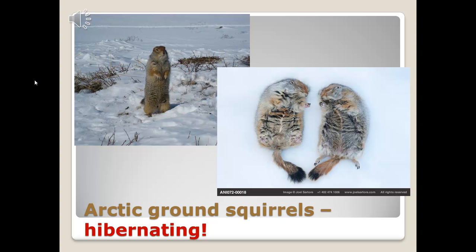Another example of an animal that's able to hibernate in the tundra is the Arctic ground squirrel. The photograph on the left shows a very active Arctic ground squirrel during the winter, and the photograph on the right shows two ground squirrels that are hibernating. I know it looks like they're dead. They're really not. A photograph of those two Arctic ground squirrels hibernating.